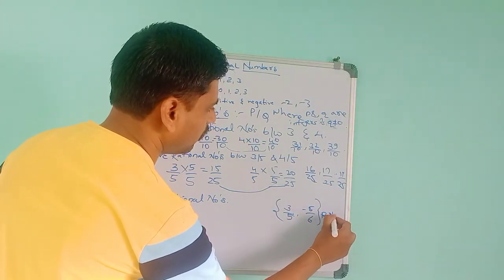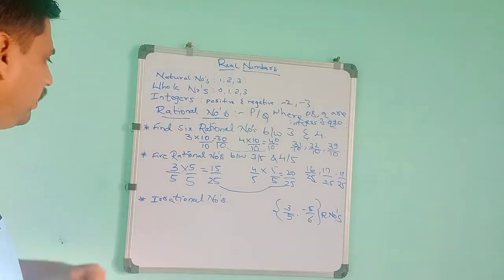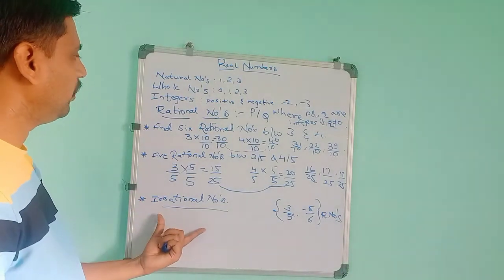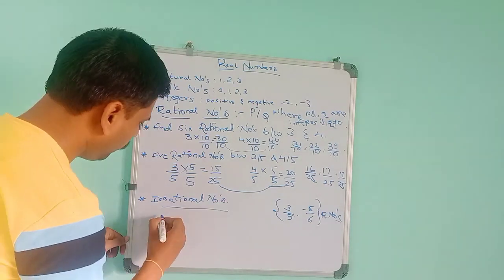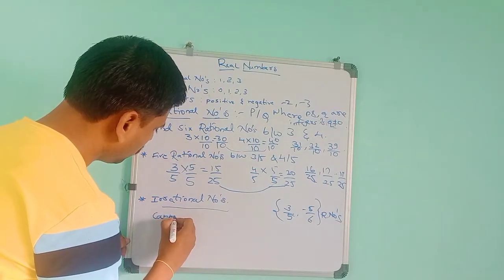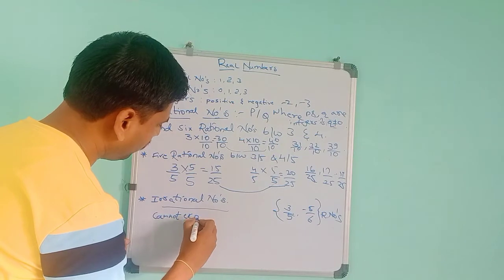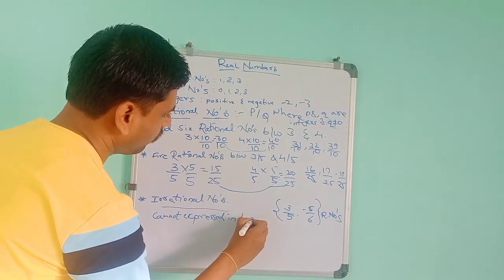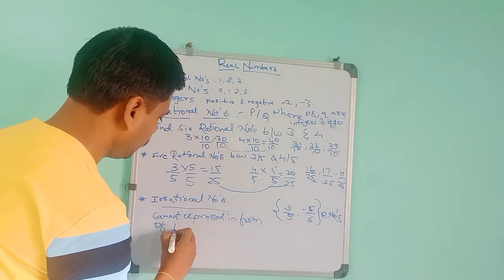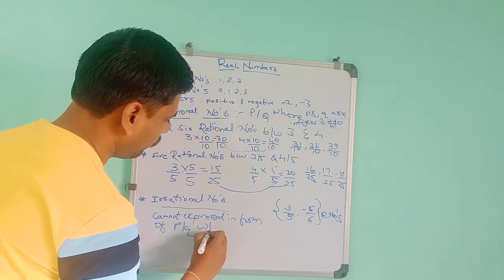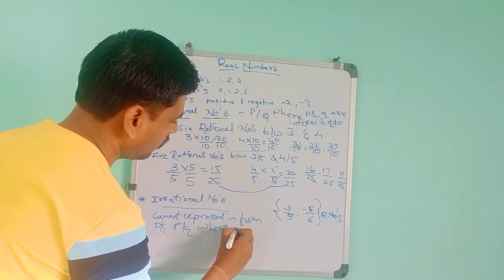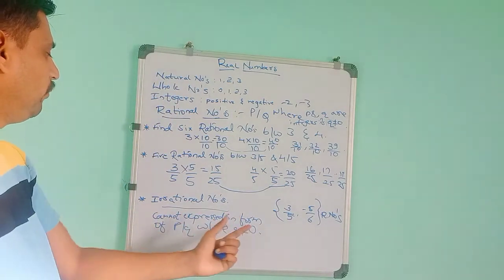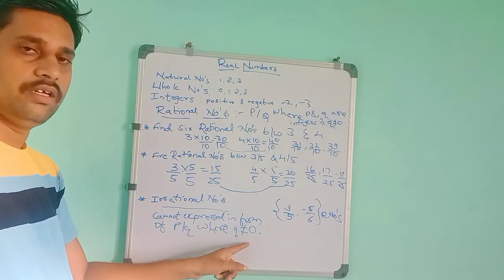Rational numbers means that. Then you take irrational numbers. Irrational numbers are the numbers which cannot be expressed in the form of p by q, where p and q are integers, q is not equal to 0. So conditionally, it cannot be expressed in the form of p by q, where q is not equal to 0.